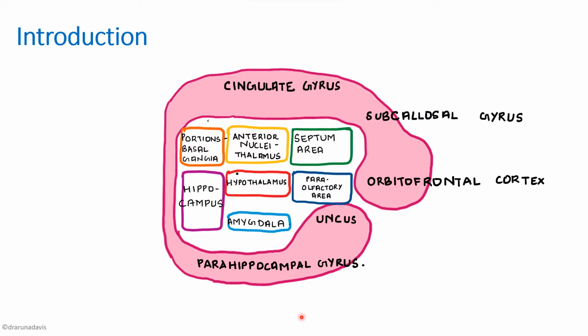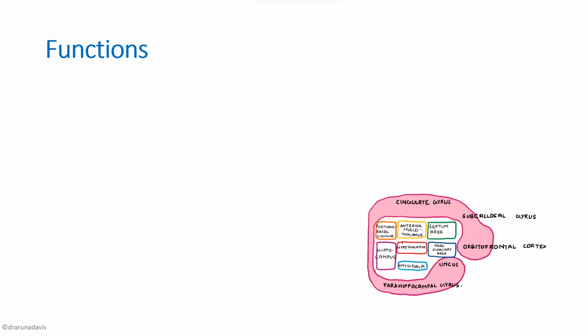And we also know that it's called limbic because the term limbic means ring. So this forms a ring-like structure, and that is why it is called the limbic system. Okay. So in the introduction, you can just write the basic parts as well as the structure of the limbic system. Now moving on to the functions of the limbic system.